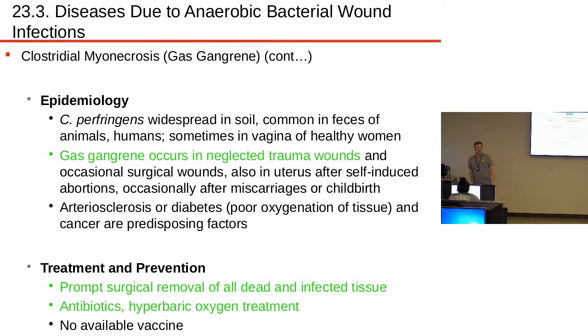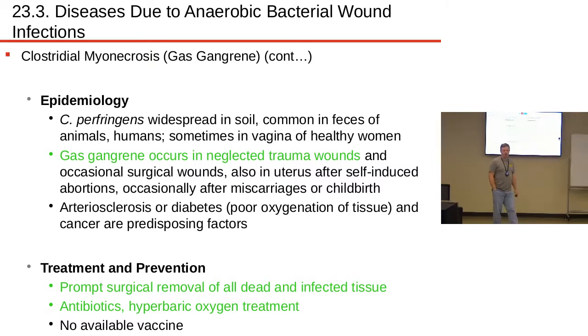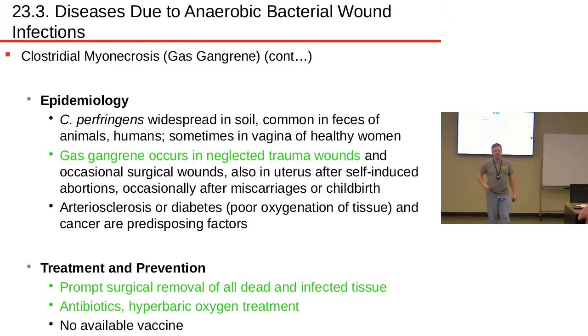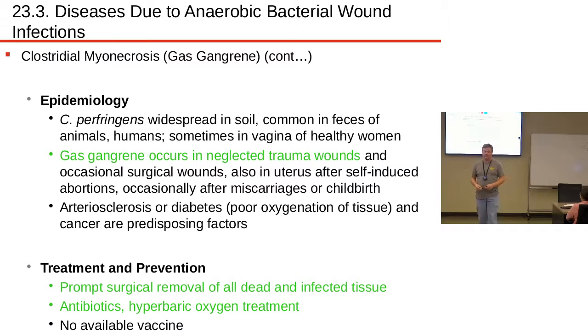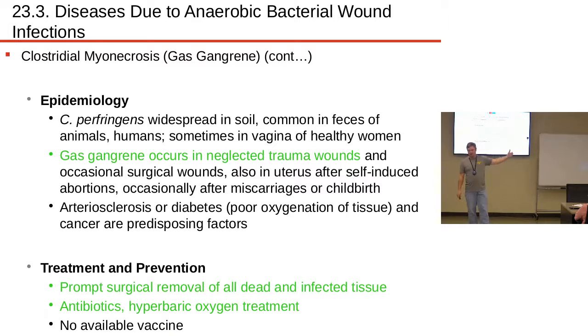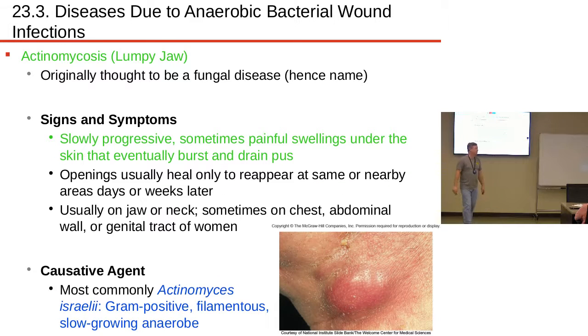So ultimately, the way that we prevent gas gangrene is to not allow a trauma wound to be neglected. If you have a major wound, get it treated. Get it cleaned up and get it sutured or stapled and ultimately move along. This is only going to happen in people that tend to allow their wounds to go on for several days without proper treatment.